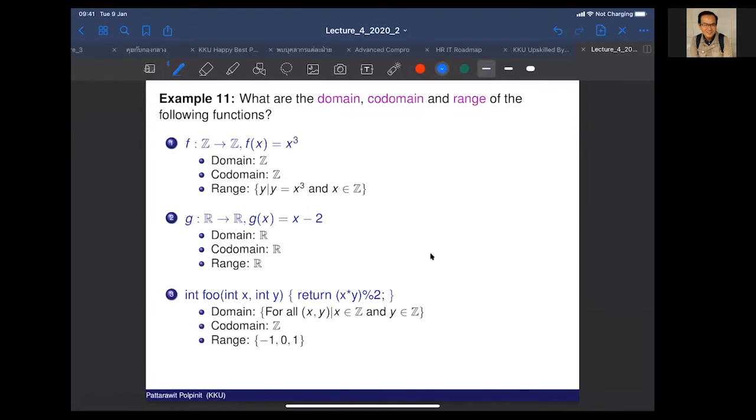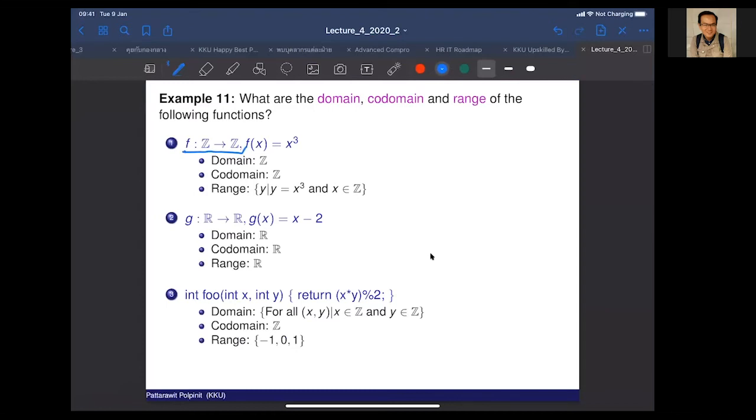Now let's have a quick look at some functions, and let's examine the domain, codomain, and the range. So let's say the first one, problem one: f is a function from the integer set Z to the integer set Z, and let's define f as a function of x to the power of 3. So the question is, what's the domain? The domain is easy, because if you are given the definition, this part, you can definitely see the domain will be the integer set.